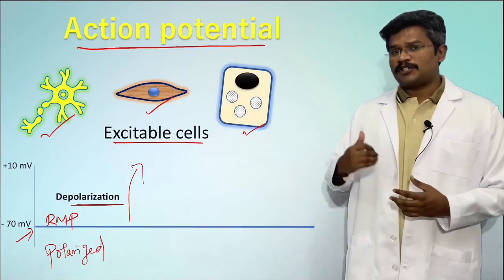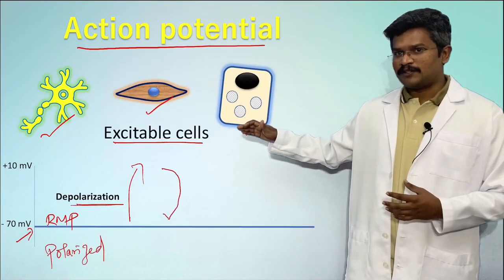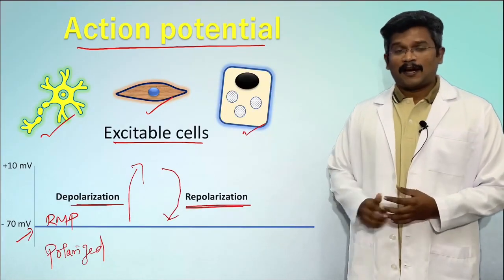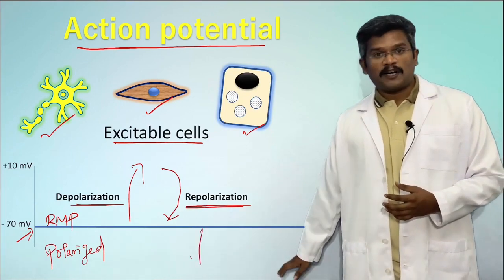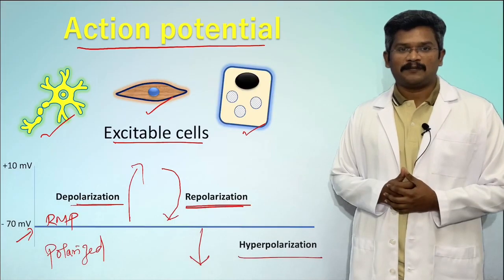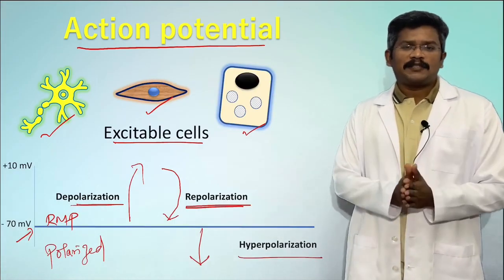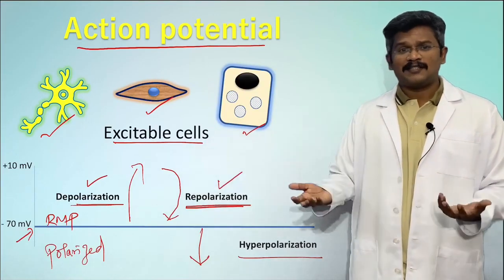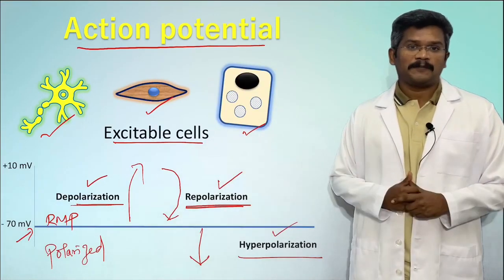The restoration of the membrane potential from a depolarized state to resting membrane potential is called repolarization. And if a cell membrane goes more negative than the resting membrane potential, we call this hyperpolarization. So in general, an action potential has a depolarization, a repolarization, and certain cells also have an after hyperpolarization.